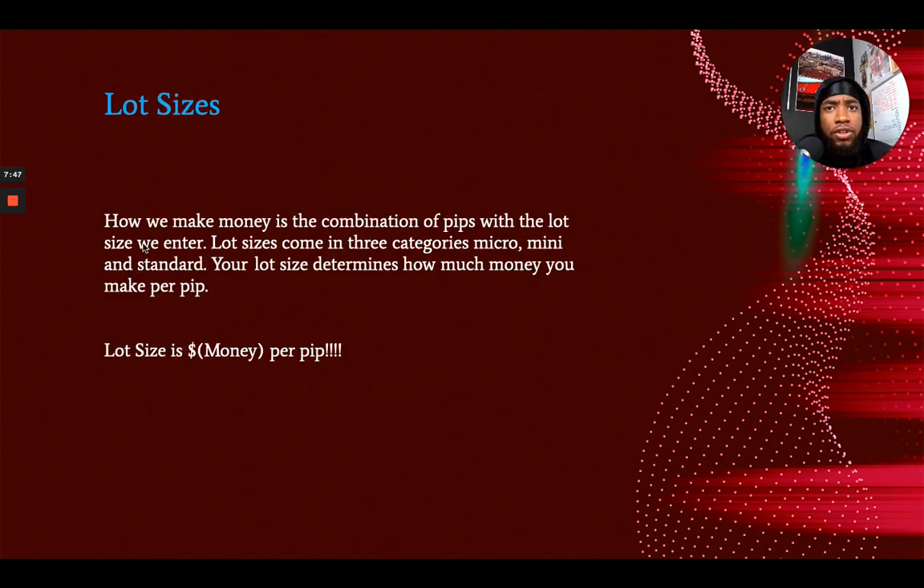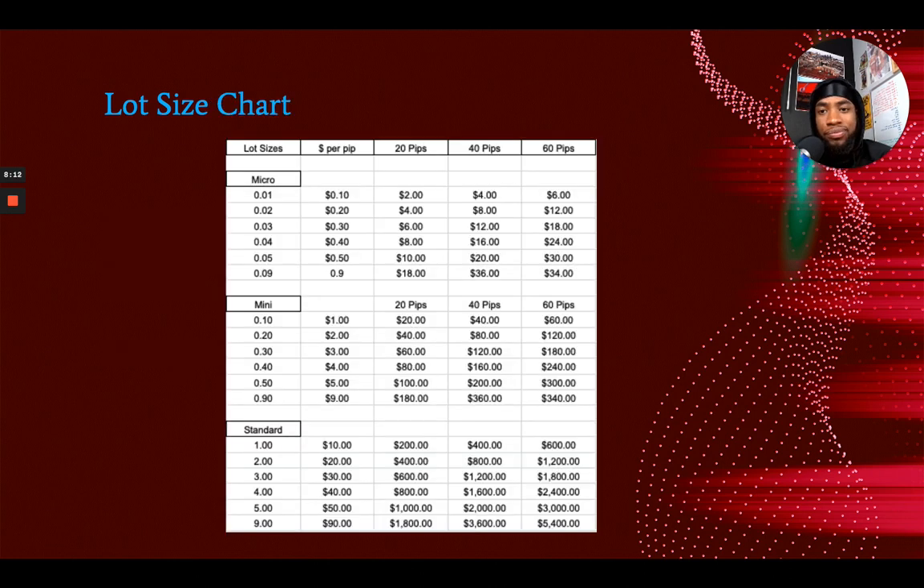So how do we actually make money reading or trading these price quotes? It's our lot sizes, right? A combination of the lot sizes and the amount of pips is how we make money, because the lot size represents how much money per pip we're going to collect from a trade. These lot sizes come in 3 different categories: micro, mini, and standard. Remember, your lot size is the money per pip.